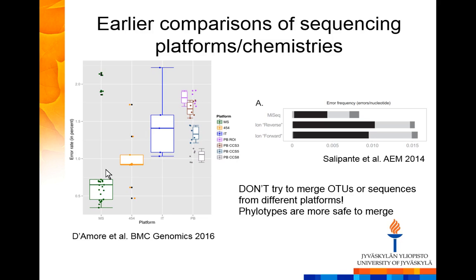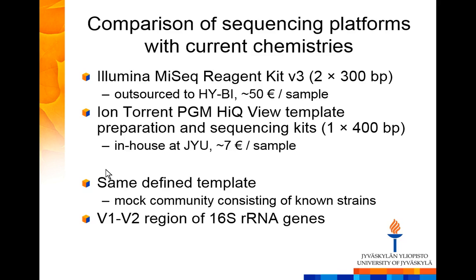I don't actually have the comparison of the different versions. But what I did was take the very same sample and sequence 4 replicates, or 4 barcodes, with our in-house Ion Torrent PGM. Then 4 replicates were prepared with the MiSeq barcodes and sent out for sequencing at the University of Helsinki Institute of Biotechnology.